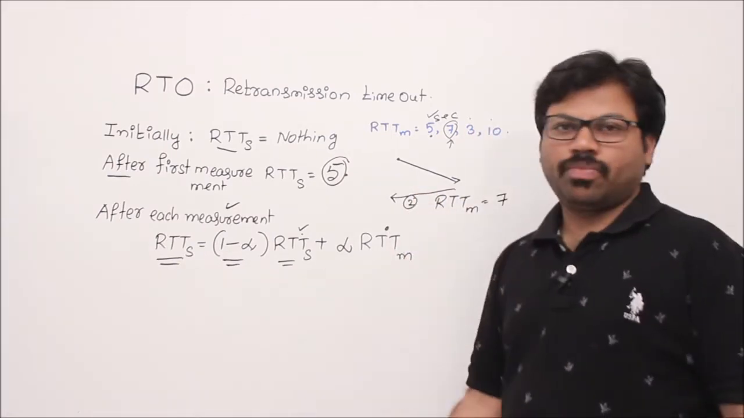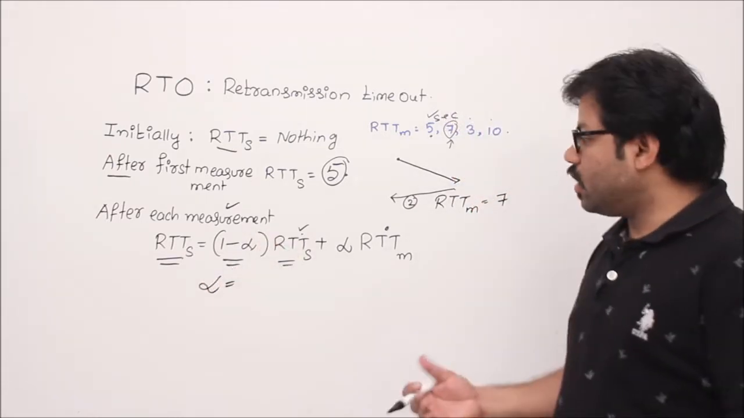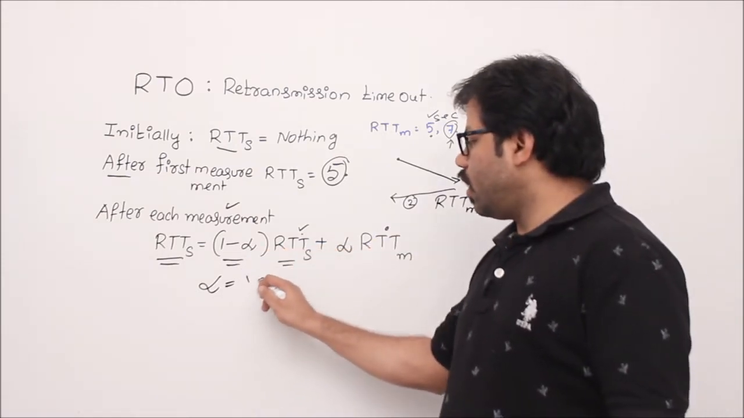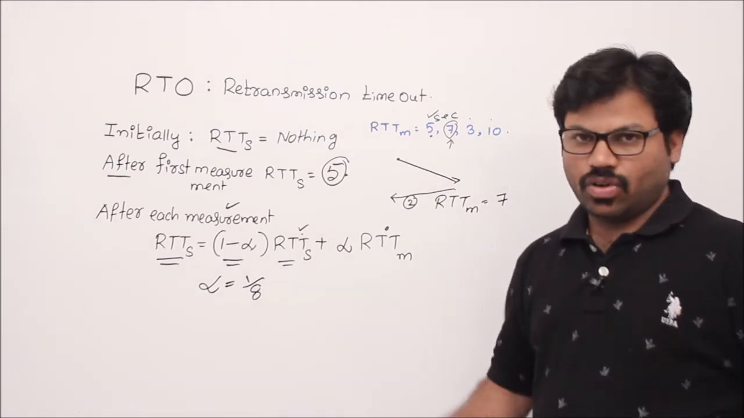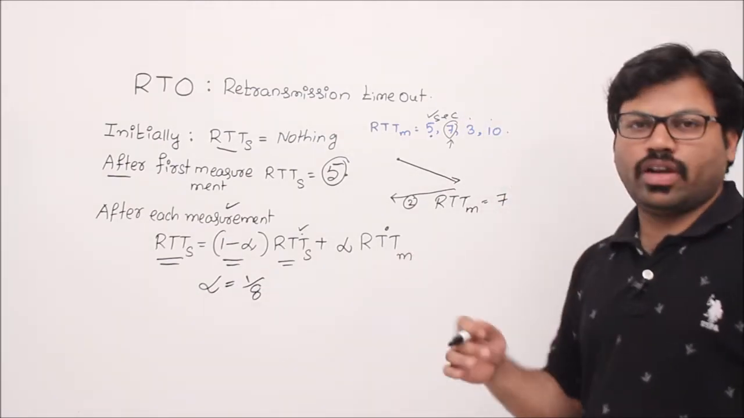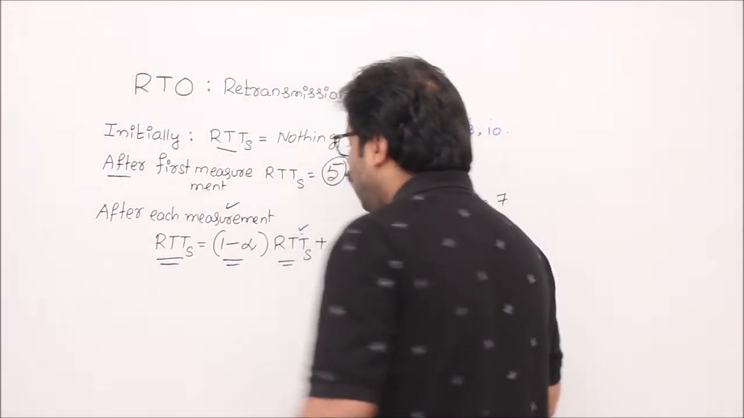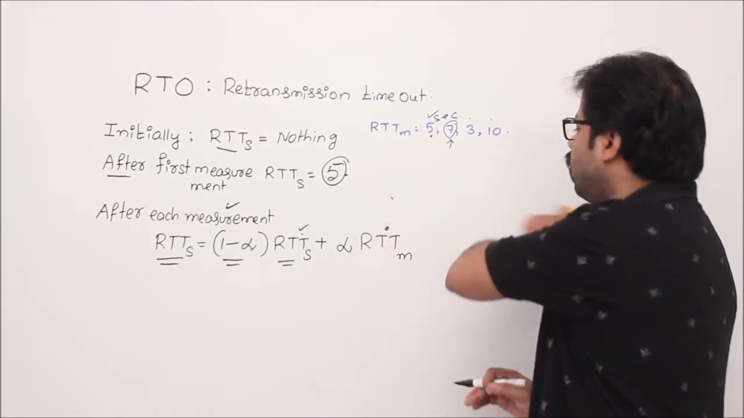Sir, what is alpha? Alpha is called history. Otherwise, I can say it is how much weightage you are giving to old data and new data, right? Typically the alpha value will be 1 by 8, but generally that will be given in the exam. Don't remember it. Alpha will be some value between 0 and 1. Now assume that alpha is 1 by 8 and we calculate RTT smooth one by one.